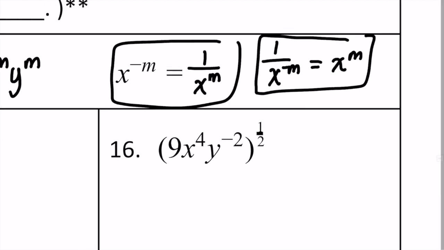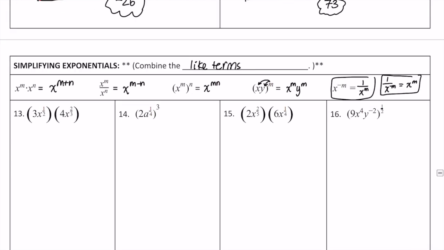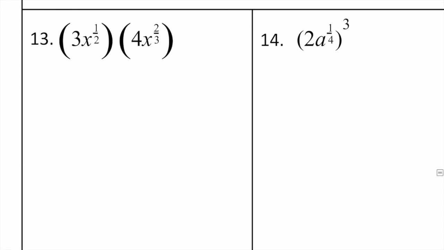All right, so let's do number 13. When I'm multiplying things together, I'm combining all my factors that are similar. If I have constants, I'm bringing those together, and if I have x's or any other variable, I'm bringing those together if they're the same. So 3 times 4 gives me 12. x to the 1/2 power times x to the 2/3 power. I know that I'll be adding those powers together. That's my first property here.